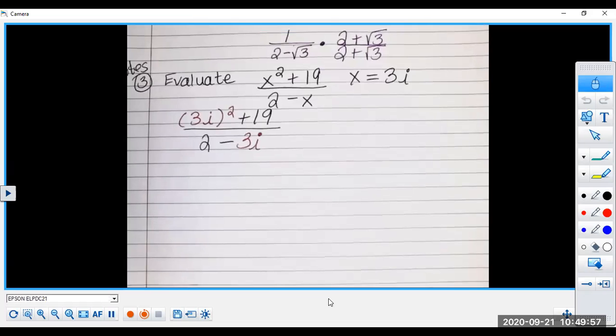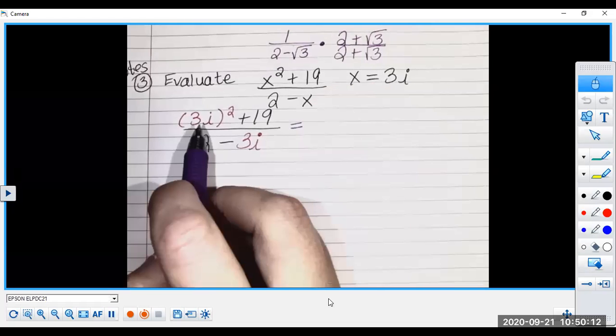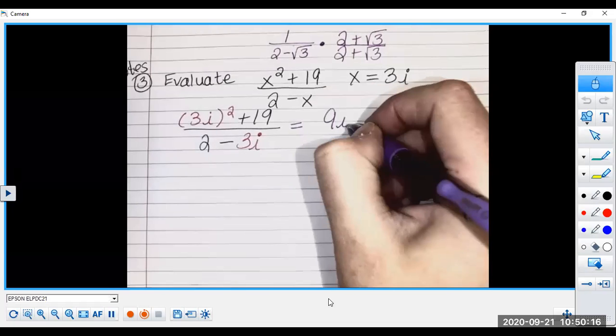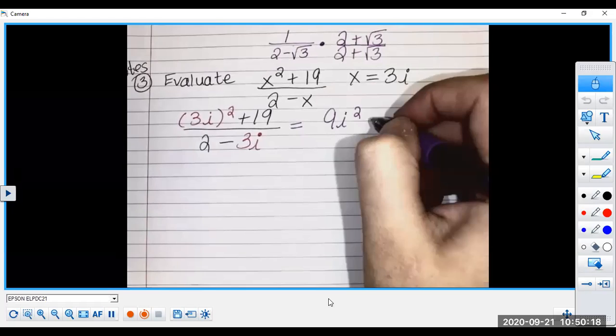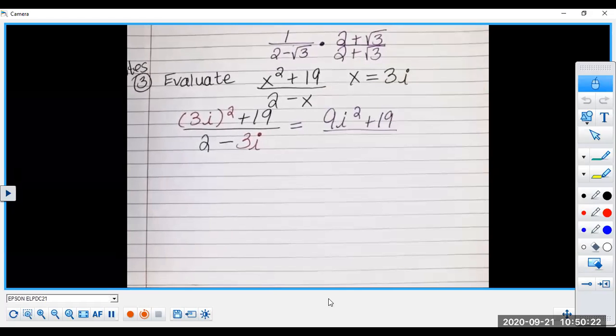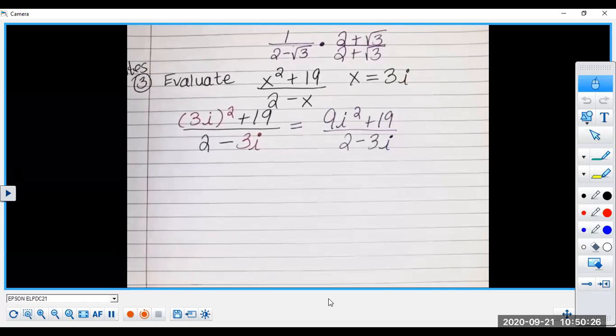Are we going too fast? Are y'all good? Are y'all following along okay? And 3i squared, this comes out to, you have to make sure you square both 3 and i. So 9i squared plus 19 all over 2 minus 3i. What do we do from that point?